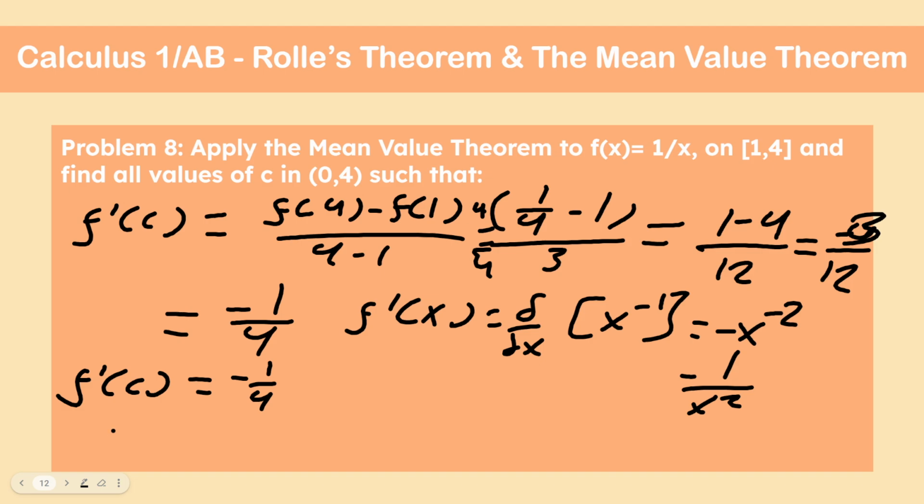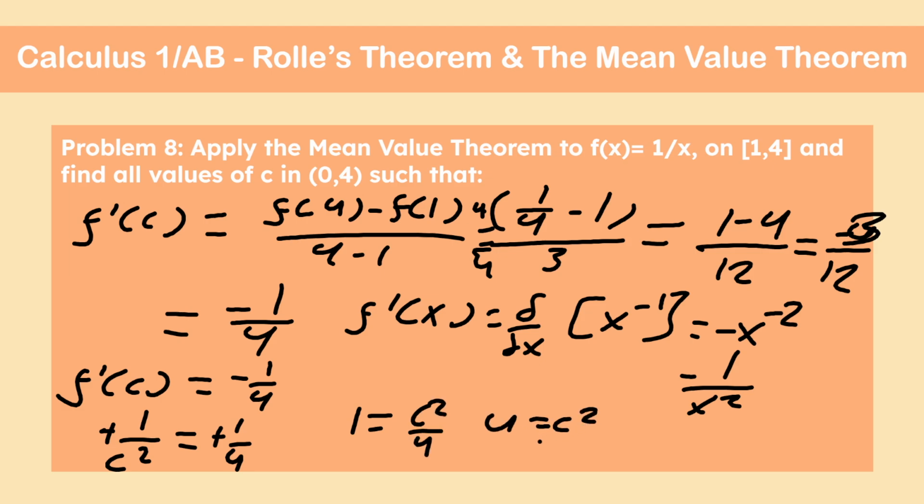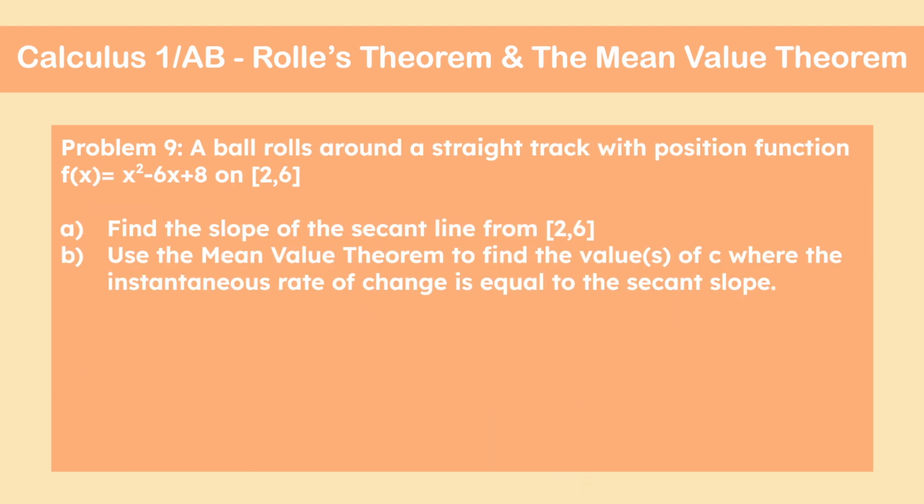So now we have negative 1 over c squared is equal to negative 1 over 4. They both have negative symbols, so they can turn positive now. And now we have that 1 is equal to c squared over 4, and that 4 is equal to c squared, and that c is equal to 2. It's not negative 2, because negative 2 is outside of the interval, which means that positive 2 is the only one that applies inside of here, which will leave us with our final answer, c equals 2.